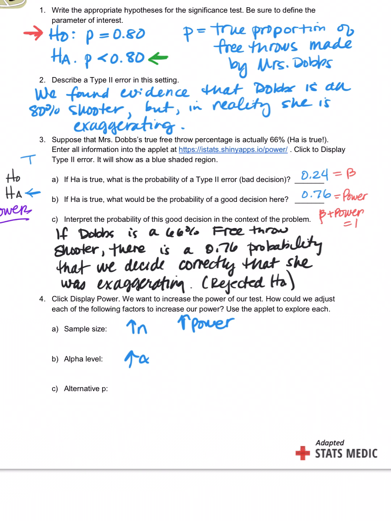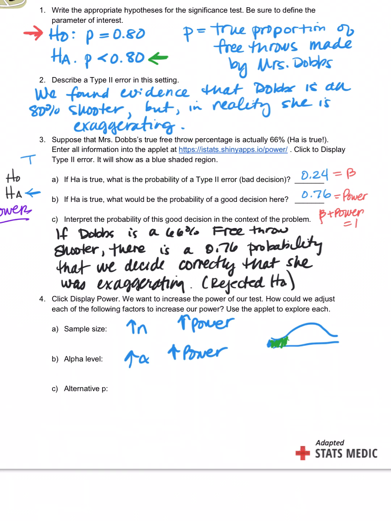Alpha is the part that we shade. So if we increase that shaded area, that means we are more likely to reject, right? So it's like doing this. Like here's a 5% rejection. If I make it 10%, I got twice the area in there that the p-value can fall in. So that's going to make my power increase. It's going to increase my power also.